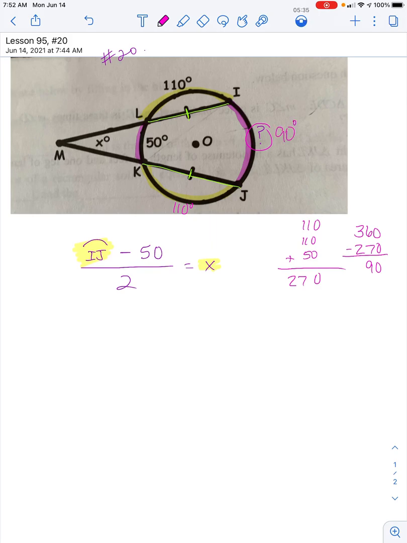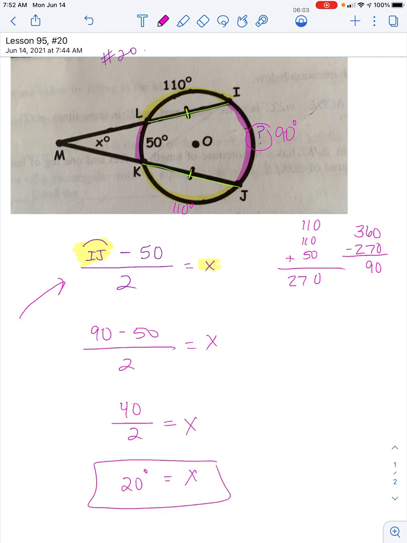Now I have what I need that I can put into this equation. So I'm going to rewrite it right below. So IJ we just discovered is 90. We'll finish out the equation here to solve for x, which is the angle we're looking to solve for. So I have 40 divided by 2 equals x, and x is going to equal 20 degrees. So that is the answer to number 20 in lesson 95.